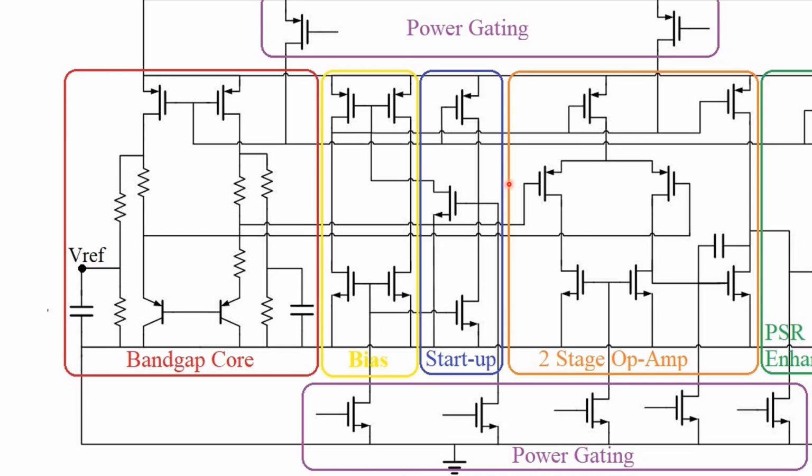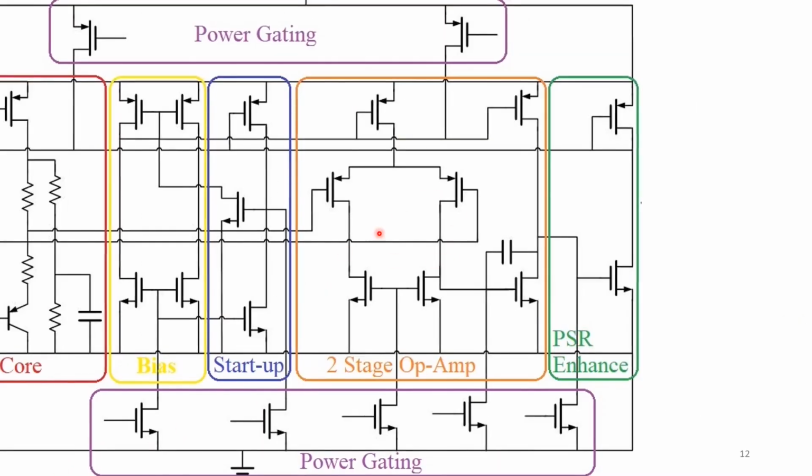Also here in our bandgap voltage reference, we have the bias circuit, which will bias the two-stage op-amp. A startup will bring the reference circuit from a dead or zero current operating point to its normal operating point. The two-stage op-amp generates a higher gain, which forces the nodes A and B of the bandgap core to have the same potential.